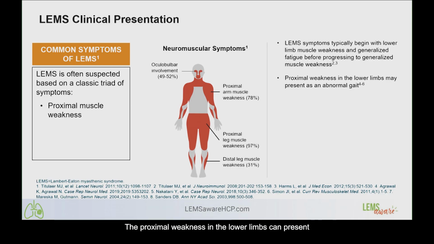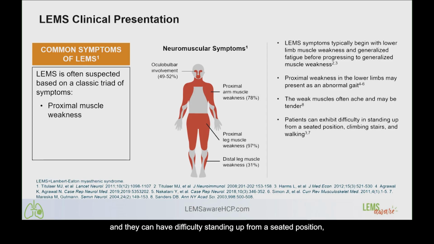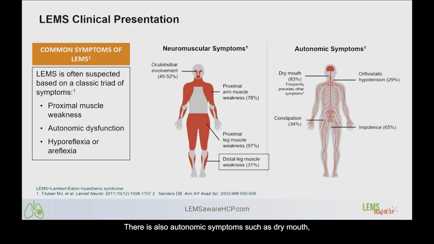The proximal weakness in the lower limbs can present as an abnormal gait, and that's frequently what we will see. This is a very specific gait that we will show a video to illustrate. The weak muscles often will ache and become tender for patients, and they can have difficulty standing up from a seated position, climbing stairs, or walking. There are also autonomic symptoms such as dry mouth, which is really frequent in about 83% of patients, orthostatic hypotension, constipation, and male impotence as well.